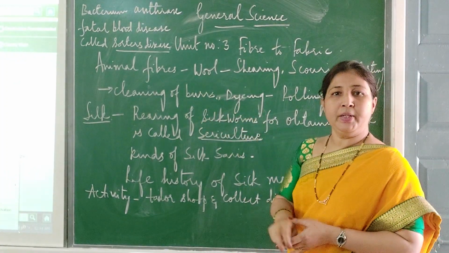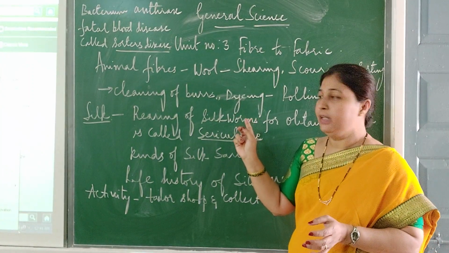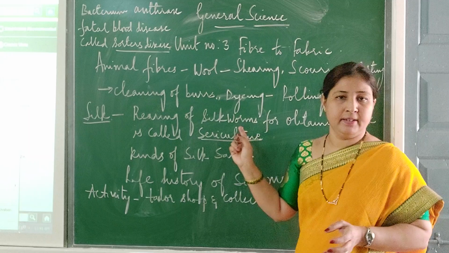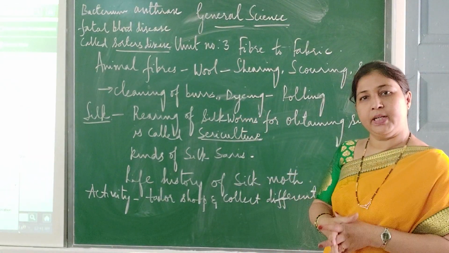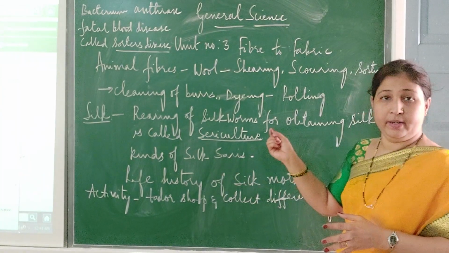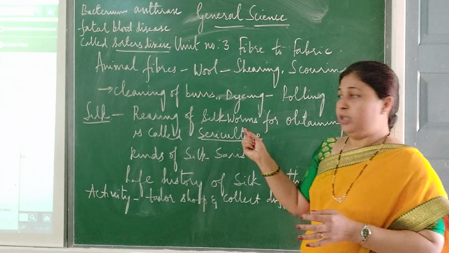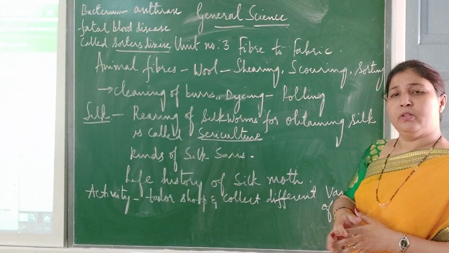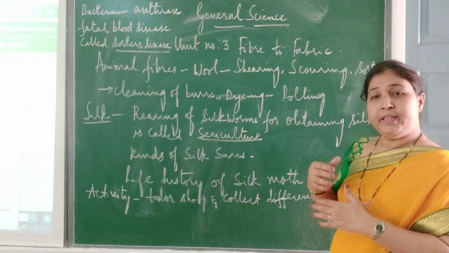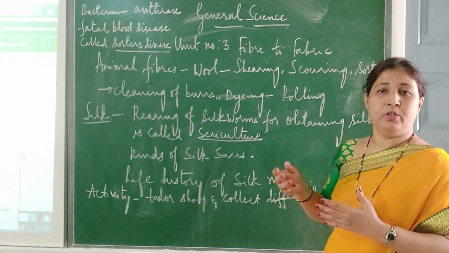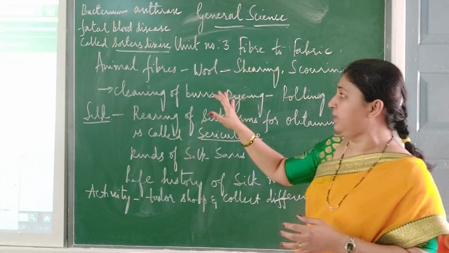Then dyeing. Usually the color of the sheep hair is black, brown or white. But we get varieties of colors in sweaters and all. So what they do is dyeing. Dyeing means giving color to the hair of the sheep, so that we get different colors of wool. Next is rolling. Rolling means they are made into bundles and supplied to the people, and then with that they make sweaters, clothes, whatever is needed. That is called rolling. So these are the steps for making wool.